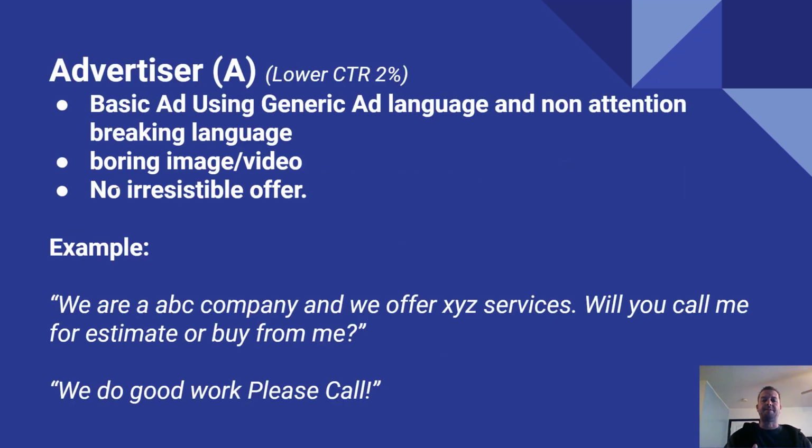Well, we're going to use some examples here, so let's just break it down and find out. Advertiser A, for instance, is most of your advertisers out there. Remember, 2% is about your average. So you're going to see basic ad language, probably generic ad language, non-attention breaking language. We'll get into those in the future, what that means. Maybe it's a boring image or video. It's not really stopping these people from scrolling, okay?